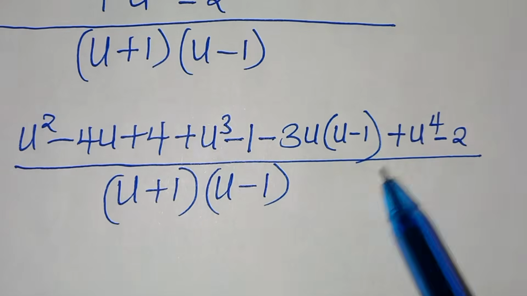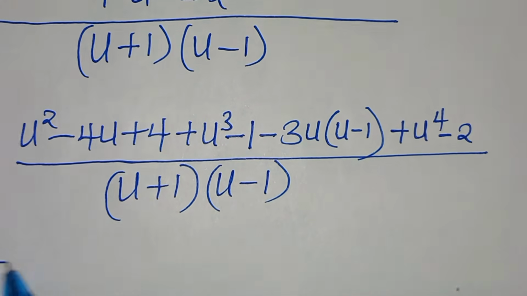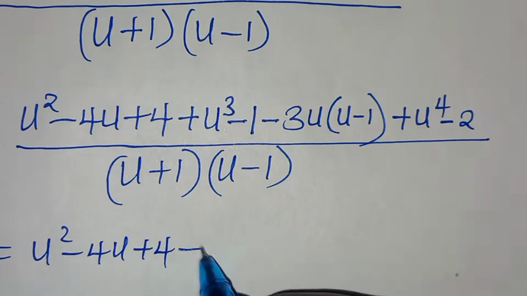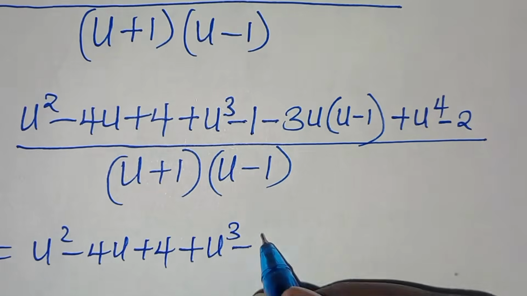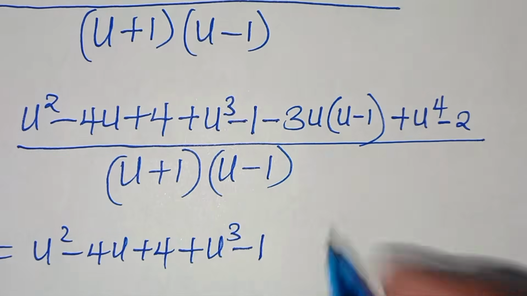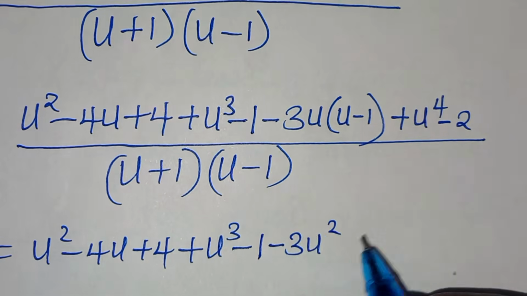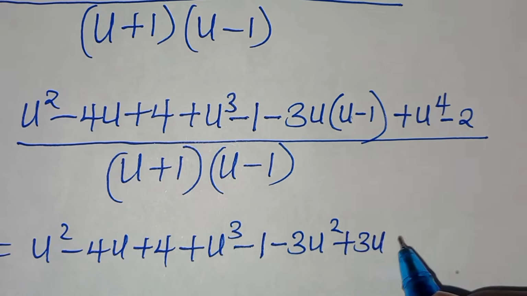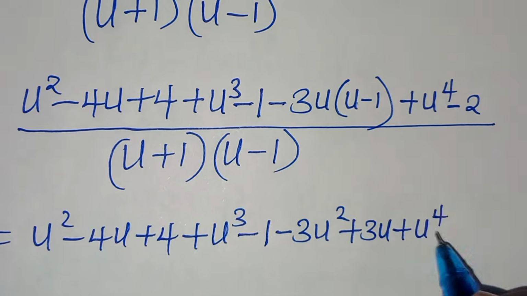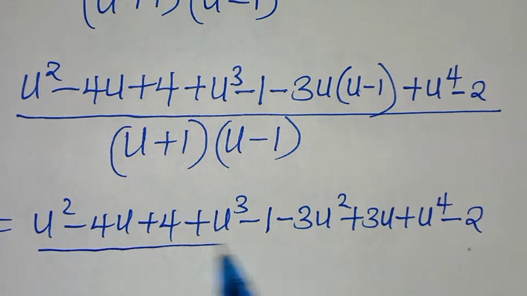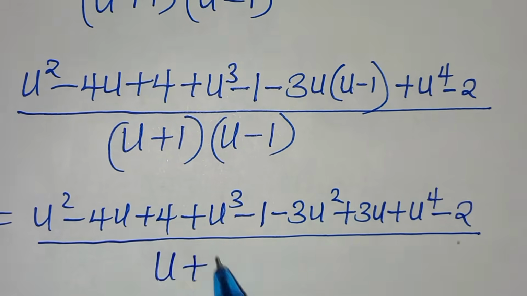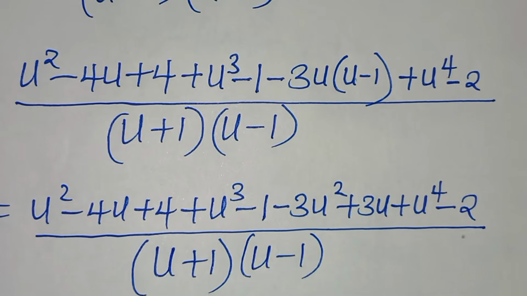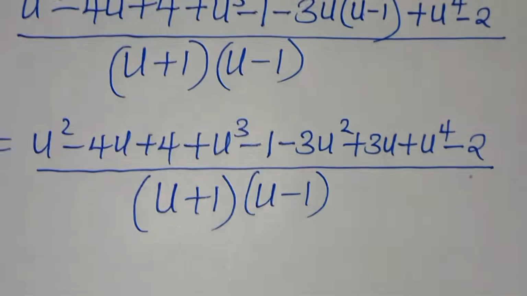Now here we have, let's open the parentheses here, so this is u squared minus 4u plus 4, then plus u to the power of 3 minus 1, then minus 3u times u, this is minus 3u squared, then minus 3u times minus 1, this is plus 3u, then plus u to the power of 4 minus 2, everything here, divided by u plus 1 multiplied by u subtract 1.